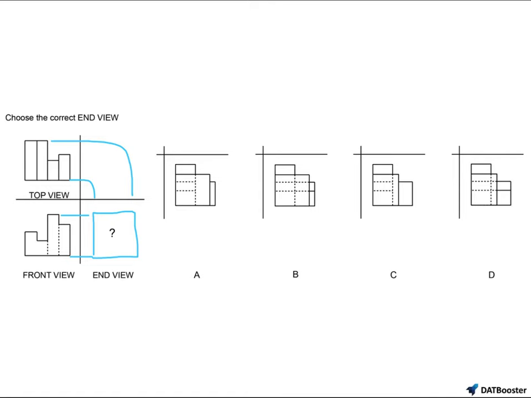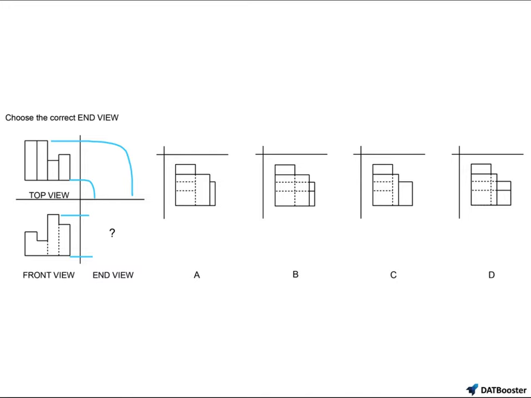So next, we identify the important lines, which are going to be the horizontal lines in the top view, which inform our vertical lines, and our horizontal lines in the front view, which inform our horizontal lines of the missing view. Then we go and focus on the solid lines and vertices at the shared borders.